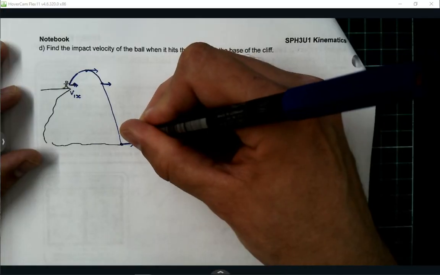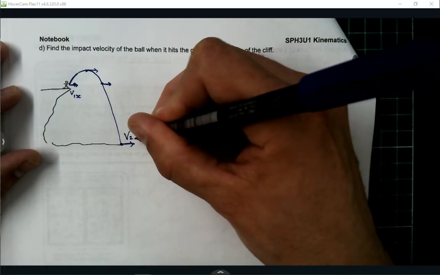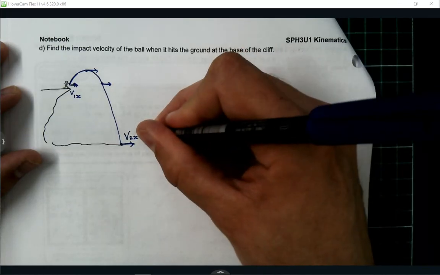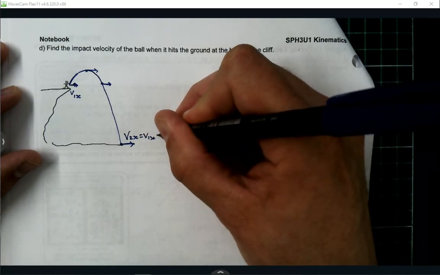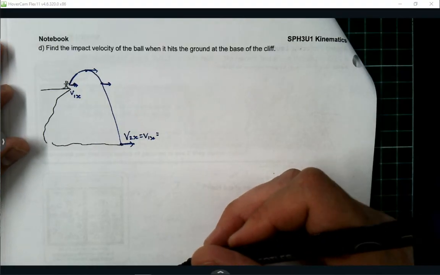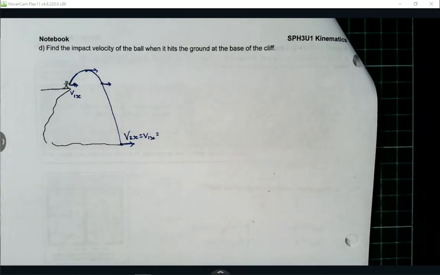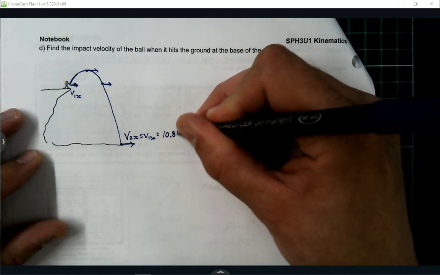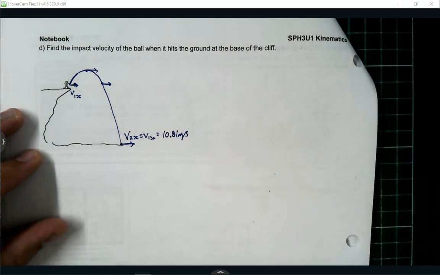So what I can say is when the object hits the ground, its v2x is going to be the same as what it started out as. I'll put it in writing, v1x, the same. Some people even say v average x equals v1x equals v2x. But I don't want to overdo it. It's 10.81 meters per second. We figured that out last time with the first set of parts here.